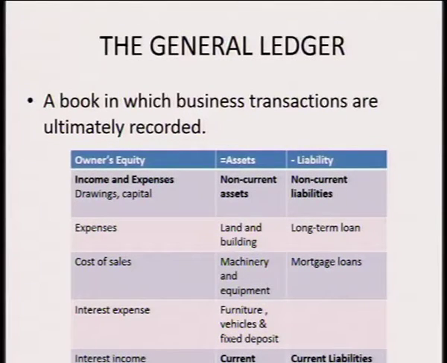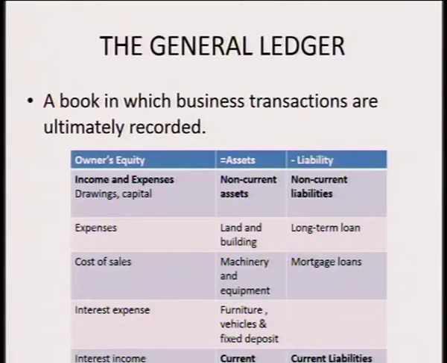Okay, and we've got the general ledger, a book in which business transactions are ultimately recorded, and which consists of owner's equity, assets, and liabilities, and incomes and expenses. Part of owner's equity: capital, drawings, cost of sales, interest expense, interest income, and the other part of owner's equity, as well as assets, which consist of current assets and non-current assets. And our non-current assets are like furniture, equipment, vehicle, land and building, and fixed deposit.